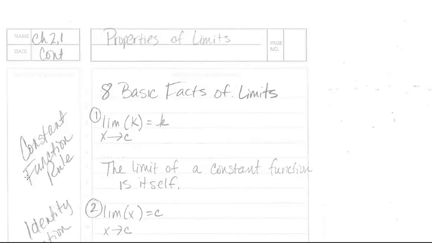The first one is here, the constant function rule. The constant function rule says that the limit of a constant function, which is just a number, with a limit of 3, for example, as x approaches any number is going to be the constant itself. We say that here the limit of a constant function is itself. Pretty straightforward on that one.